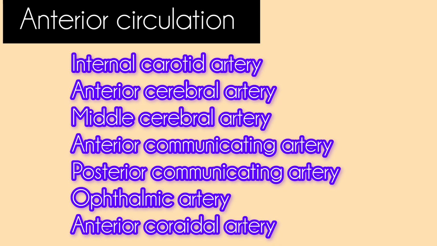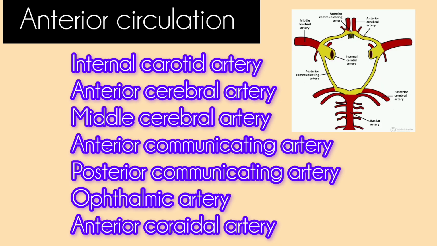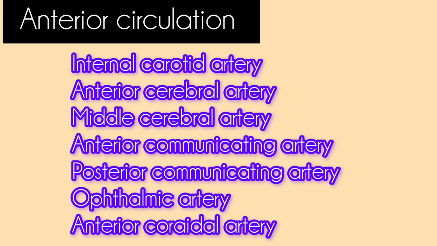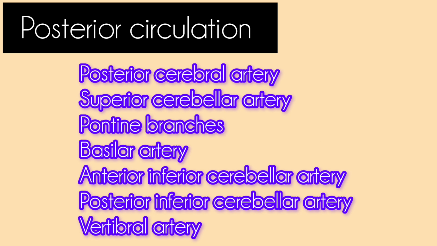And now let's see what arteries are involved in the circle of Willis. These arteries are important to remember, which form the circulation. The first one is the anterior circulation, which means the carotid artery circulation. The arteries are the internal carotid artery, anterior cerebral artery, middle cerebral artery, anterior communicating artery, posterior communicating artery, then ophthalmic artery, and anterior choroidal artery.